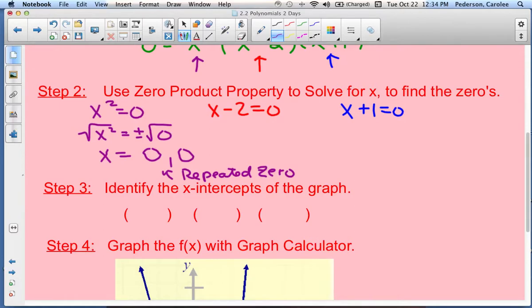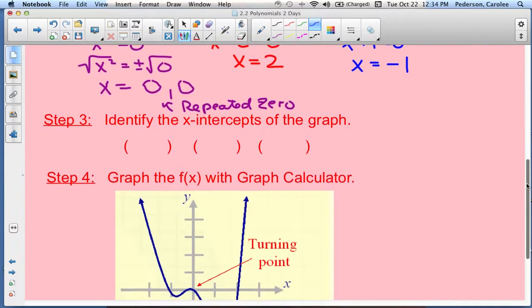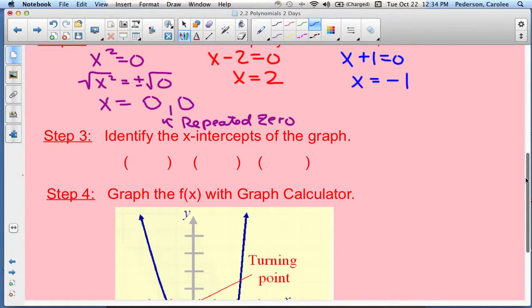Now let's go on to the red one. We're going to solve that one for x. So add 2 to both sides. So there's my 0 there. And then my last one in the blue, subtract 1 from both sides. So now I have my 4 zeros. I have a repeated 0 at 0, 0. I have a 0 at 2 and a 0 at negative 1. Step 3, let's identify those x-intercepts. So I have an x-intercept at 0, 0, at 2, 0, and at negative 1, 0.